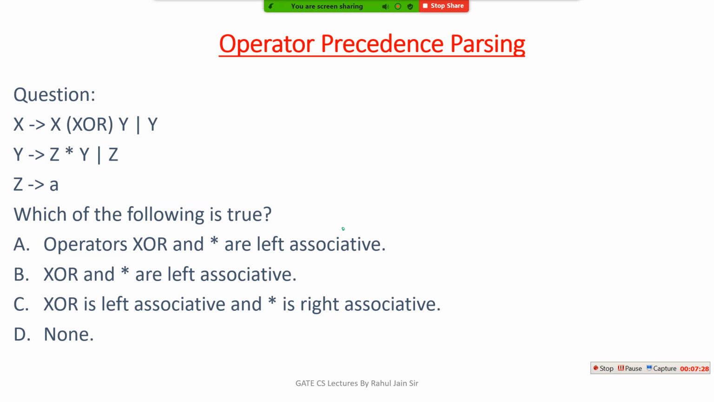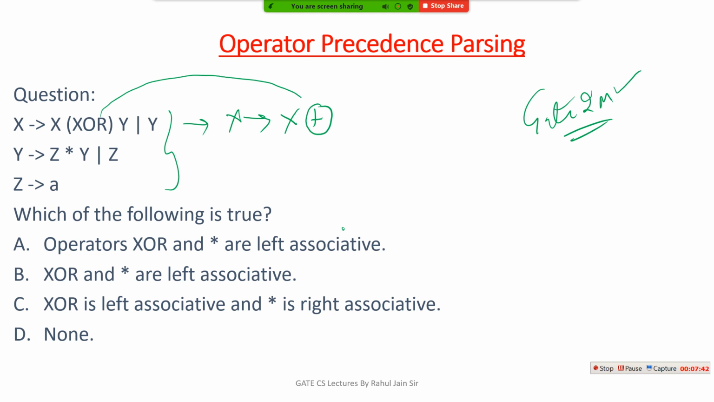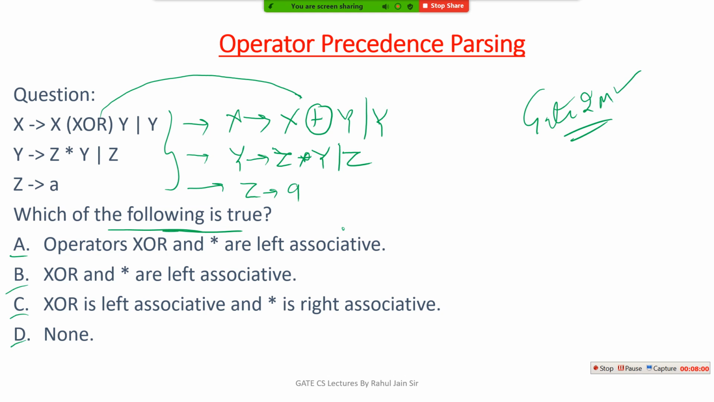Clear, very good. Now next question, it is a GATE 2 marks question guys. The question given to you is that x JOR y, basically it can be written like x and JOR operation is given here, then y you have and y, and the next symbol you have is y derives z multiplication y and z, and z derives a. So which of the following is true? Option A, B, C, D. Among A, B, C, D, which of the following is the right answer?